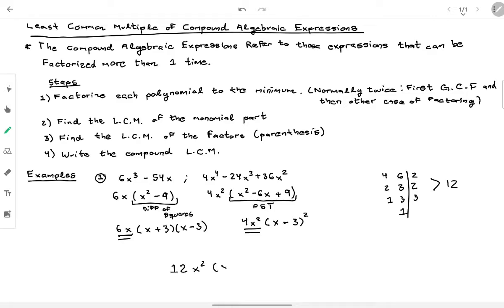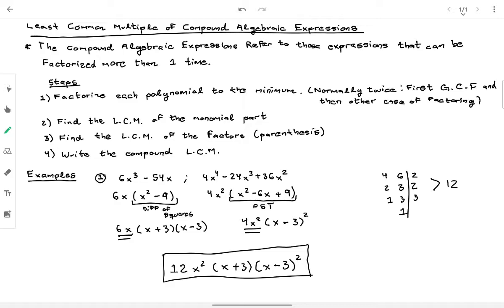Between the factors, I have x plus 3 and x minus 3. And remember, I need to write the highest one. Of x plus 3, it's to the 1. But for x minus 3, here I have it to the 1, but here I have it to the second power. So x minus 3 needs to be to the second power. And this is going to be our actual least common multiple between those specific polynomials.